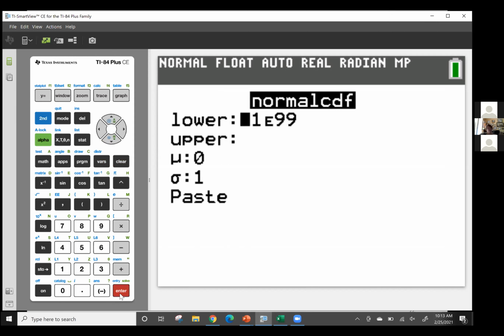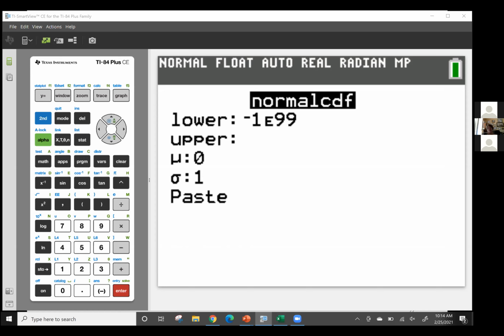All right, so for the normal distribution, you should have an upper and a lower limit, and then a value for mu, the mean, and a value for sigma, the standard deviation. The lower limit in this case: we're looking for the probability that z is to the left of 2, or less than 2. So for the lower limit, let's go back to our picture.